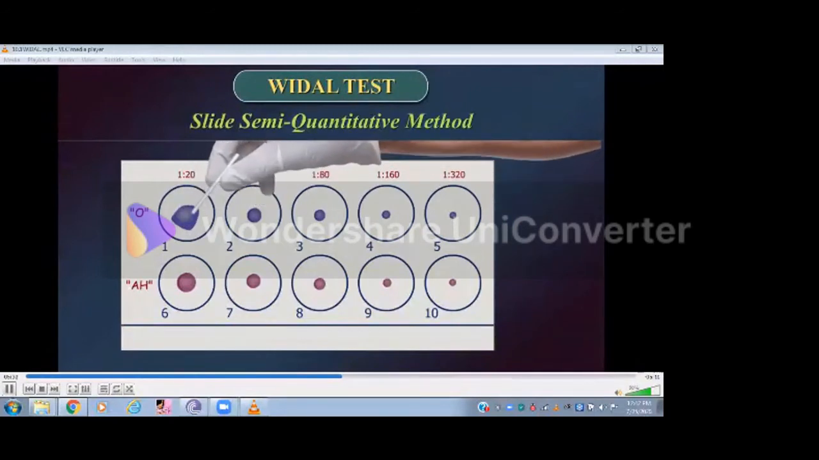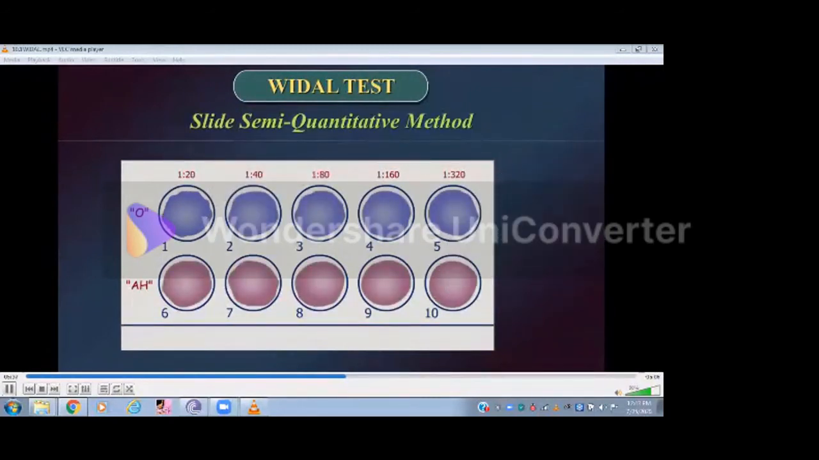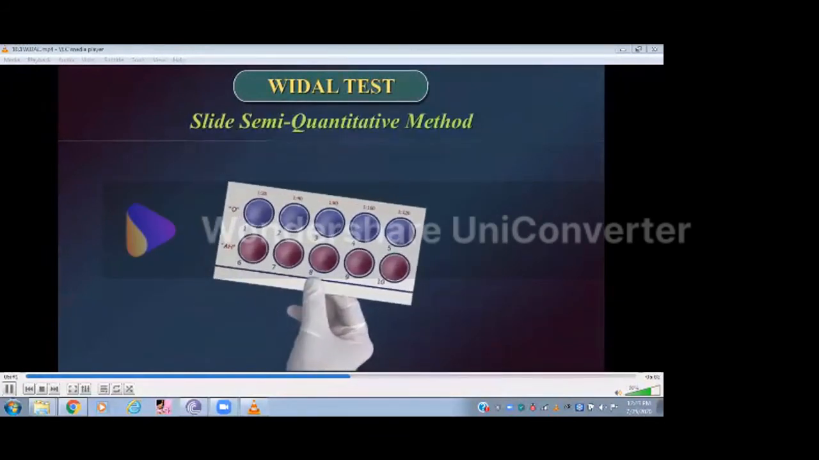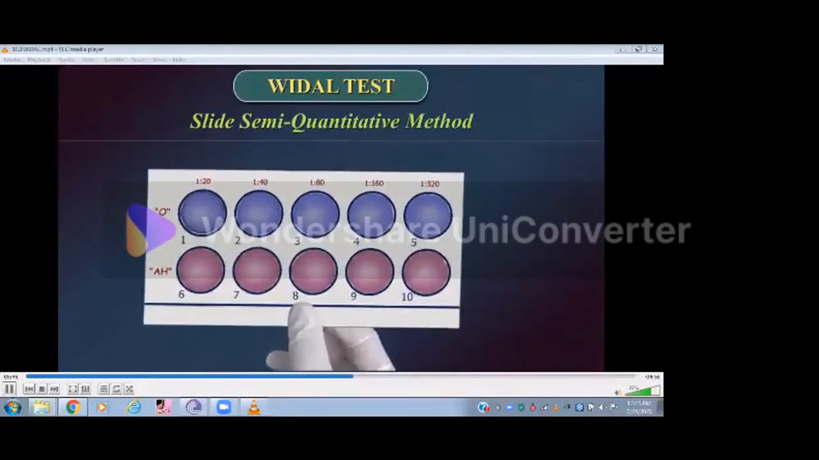Using separate mixing sticks, mix the contents of each circle uniformly over the reaction circles. Rock the slide gently back and forth. Observe for agglutination macroscopically within 1 minute.